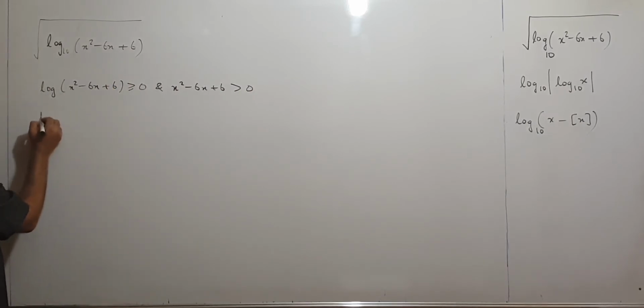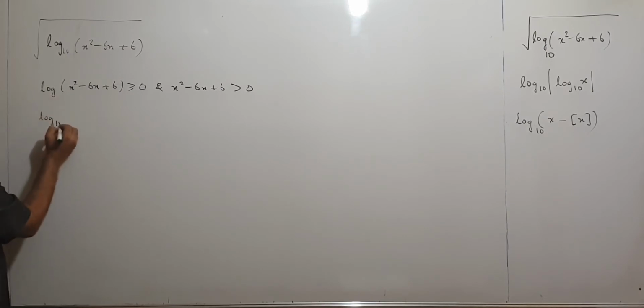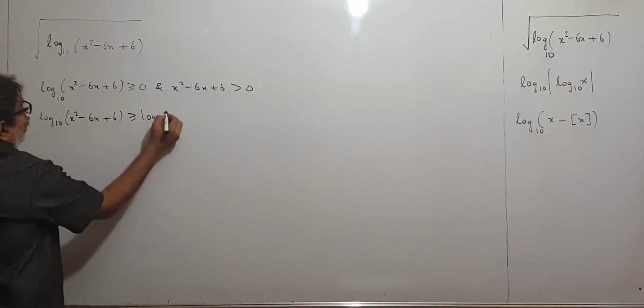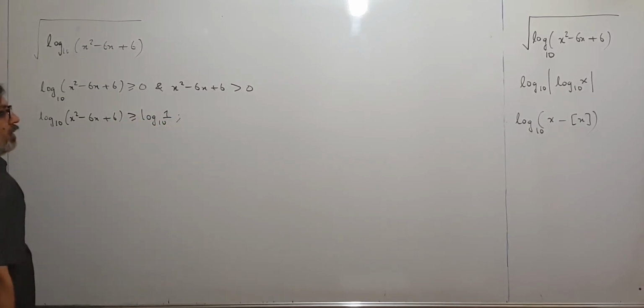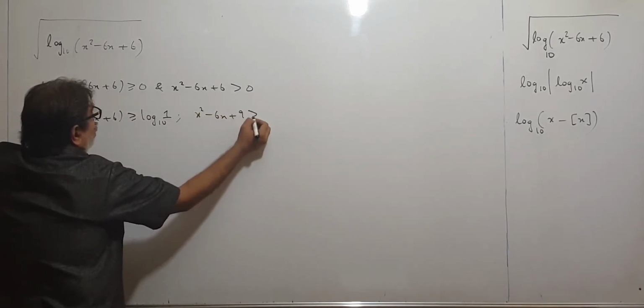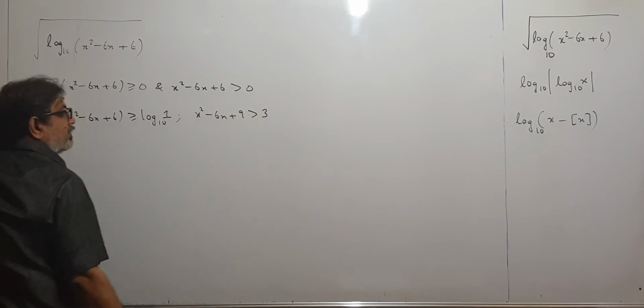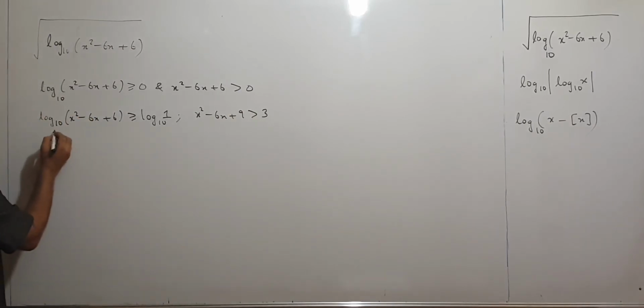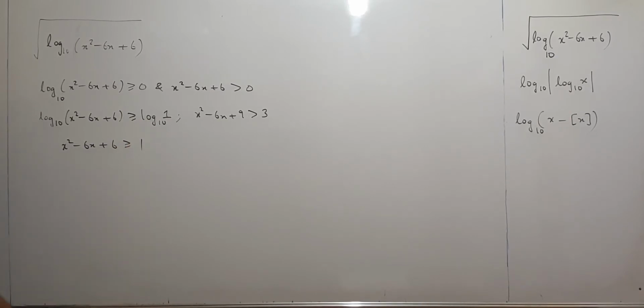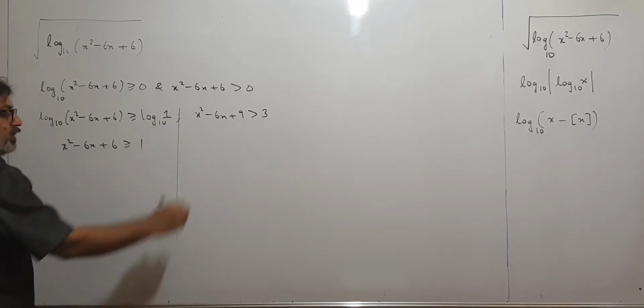So we take log base 10. x square minus 6x plus 6 is greater than or equal to log 1 to the base 10, and x square minus 6x plus 9 should be greater than 3, adding 3 on both sides. See, base is 10, an increasing function, so I remove log from both sides and get x square minus 6x plus 6 greater than or equal to 1. I concentrate here for the time being, then we go to the other.